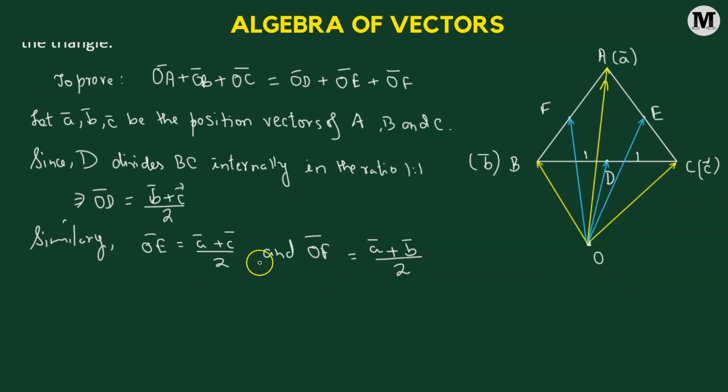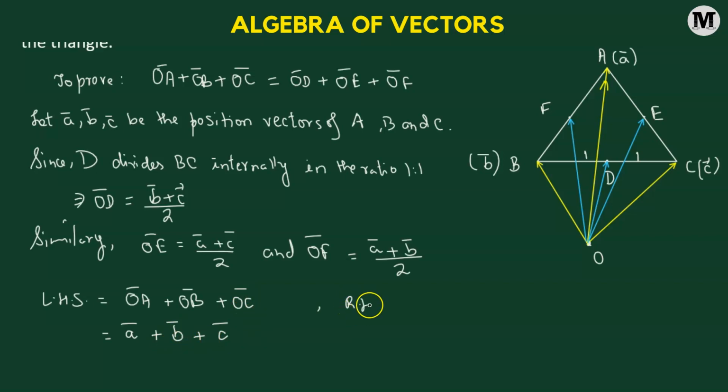Fine. Now let's do one thing. We'll start from the left hand side. On the left hand side we have OA vector plus OB vector plus OC vector. Now OA vector is simply the position vector of the vertex A, so that's A vector. OB will be the position vector of vertex B, so that's B vector, and OC vector is the position vector of vertex C. So this is A vector plus B vector plus C vector.